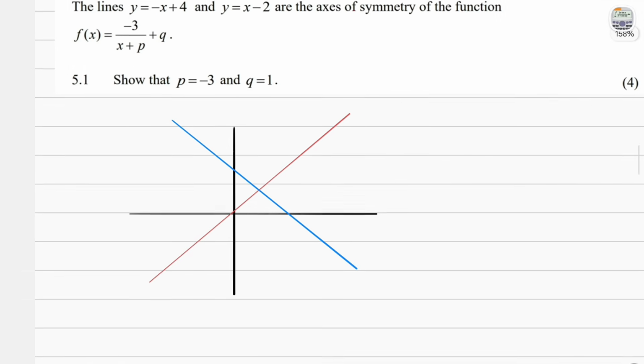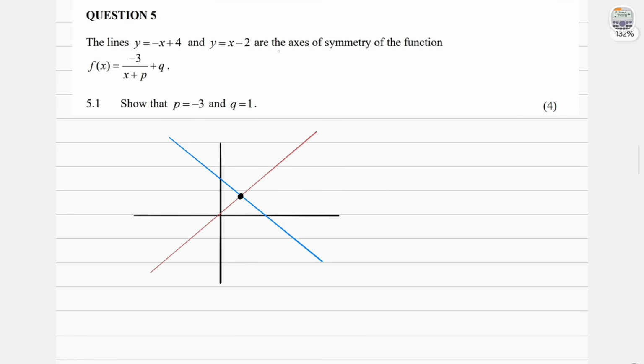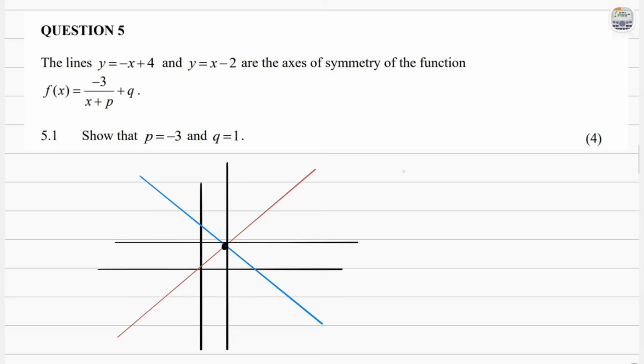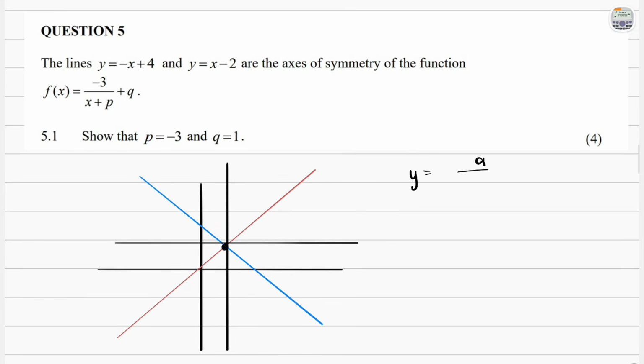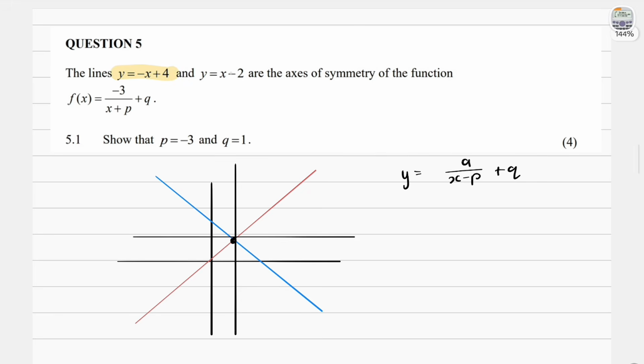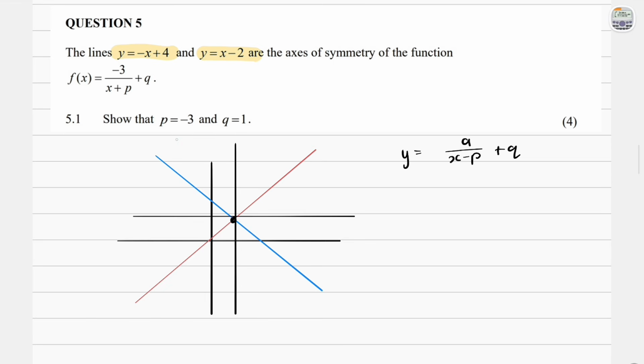What is going on here is they will intersect at some point. That point is the same place where the vertical asymptote and the horizontal asymptote would also intersect. When you have a hyperbola in the form y equals a over x minus p plus q, that's going to give the values of p and q. Also, notice how they've made that p positive. So if these are the equations of your axes of symmetry, and this is the equation of your function, you need to show that p equals negative 3 and q equals 1.